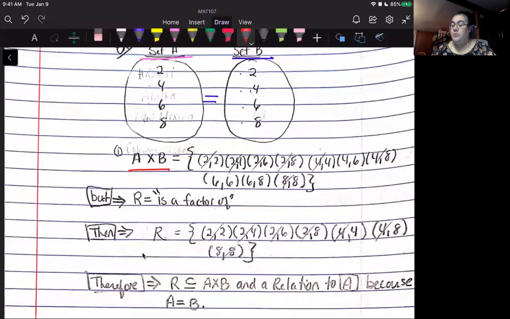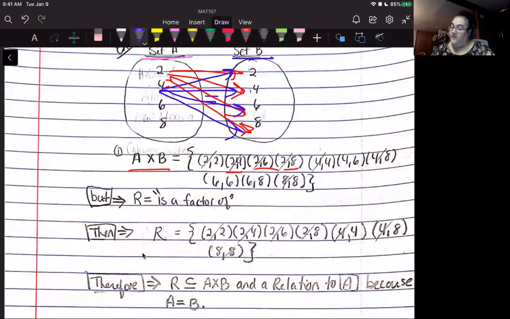So we create these ordered pairs by saying, all right, well, 2 goes to 2, there it is. Then 2 goes to 4, right? There it is. Then 2 goes to 6, and then 2 goes to 8, and we have those right here, okay? And now we begin to do that with the 4. So 4 is also going to go to the 2, and 4 is also going to go to the 4, and it's going to go to the 6, and it's going to go to the 8, okay?